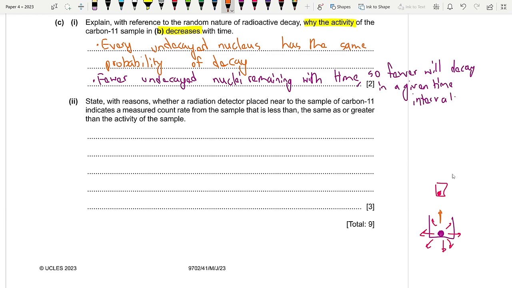State why, with reasons, whether the radiation detector placed near to the sample indicates a measured count rate from the sample that is less, same, or greater. Let's start. So mostly it will be less because we are not picking up most of the radiation, right? That's the main issue.